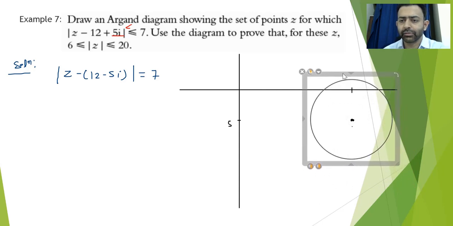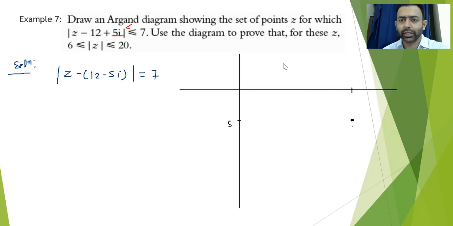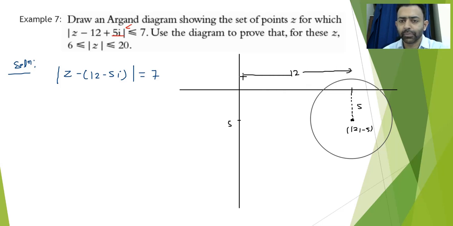Since the radius of this circle will be 7 and the vertical distance of this point from the x-axis is 5, I need to take a bigger circle, right? So this is your circle, and this center point is 12 comma minus 5. This vertical distance is 5 and the horizontal distance is 12. And this is your origin, right?